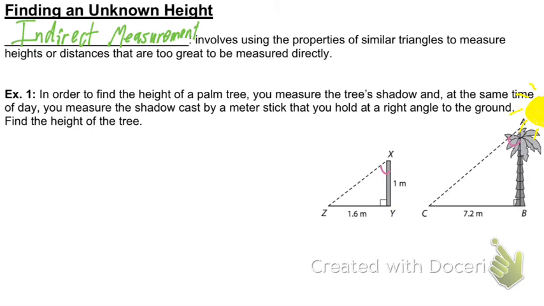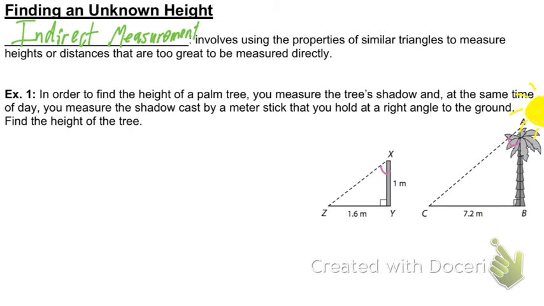Okay, so we know they're both at right angles. We know that these angles are congruent. So do we know the triangles are similar now? Yes. By what? Angle, similarity. So we know the triangles are similar. So what can we do since we know the triangles are similar? Can we set up a proportion now? Yes. Definitely we can.